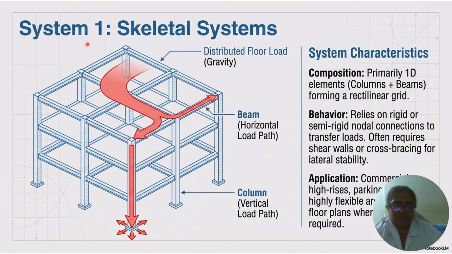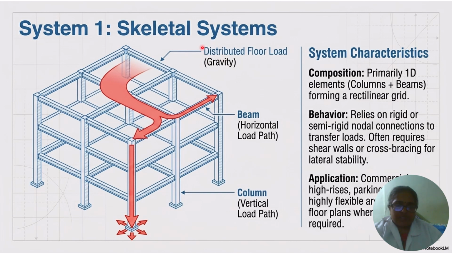The first one is skeletal systems. The system characteristics consist of primarily columns and beams, that is, it is one dimensional forming a rectilinear grid. The behavior: it relies on rigid or semi-rigid nodal connections to transfer loads, and often requires shear walls or cross-bracing for lateral stability. Its application is in commercial buildings, high rises, parking structures, and highly flexible floor plans where large room space is required.